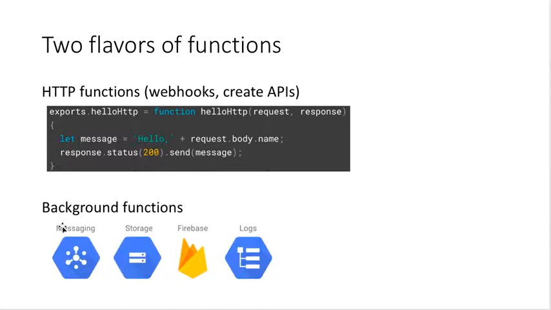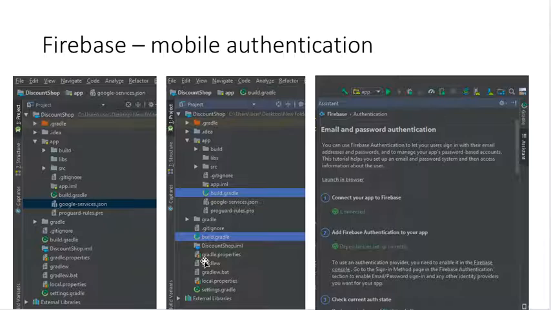Background functions include messaging, storage, Firebase, and logs. This example is Firebase mobile authentication in Android Studio.